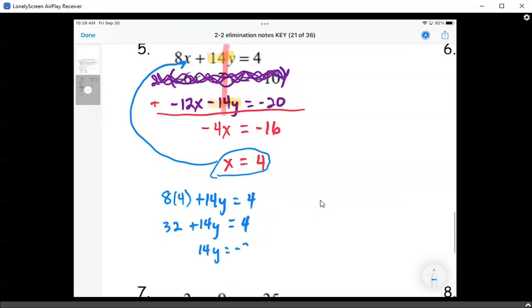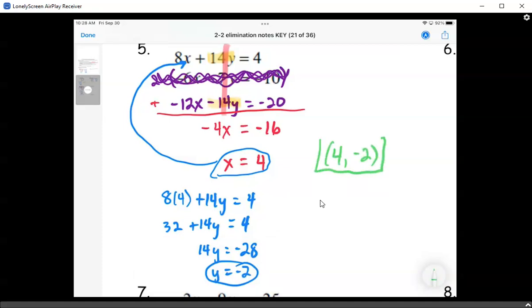Subtract that 32, and we get 14y equals negative 28. y is equal to negative 2. Once again, those two things that I've circled in blue are the two parts of our final answer. We've got an x value of 4 and a y value of negative 2.